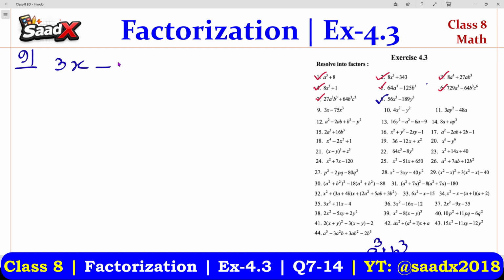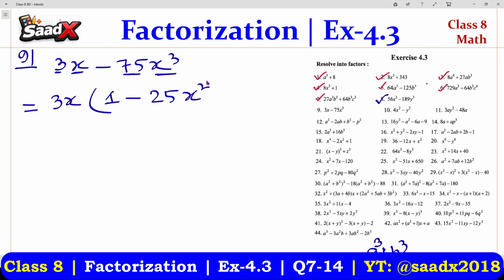3x minus 75x cube. So 3x we cannot make any cubic format, and 75 also same thing. So in this case, look, this 3 and 75 has some relation. We can take common, and also here is an x and here is an x square. We can take common also x. So here will be 1, 75 divide 3, it will be 25. X cube divide x, so here is x square.